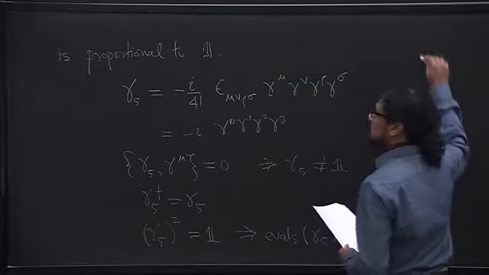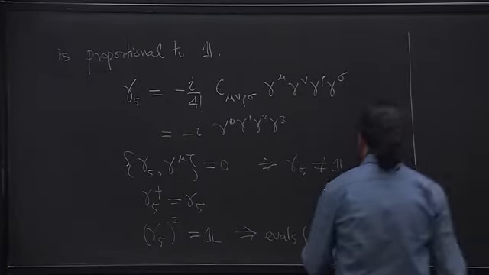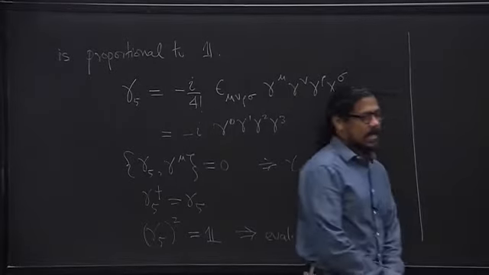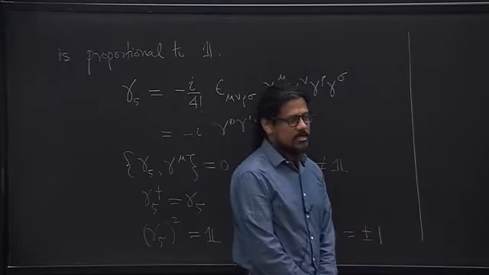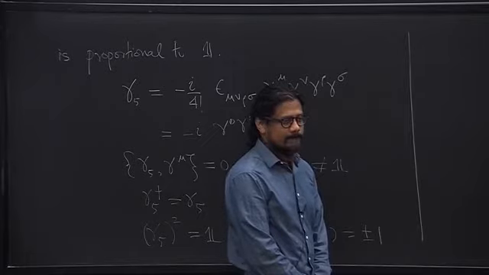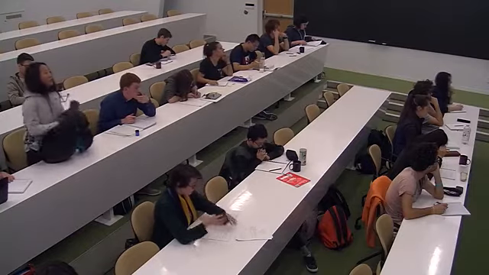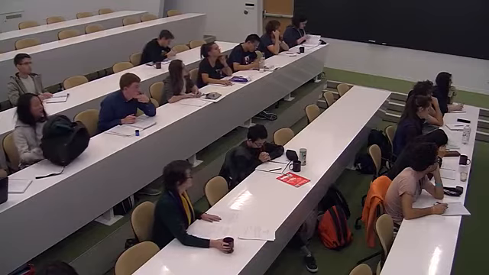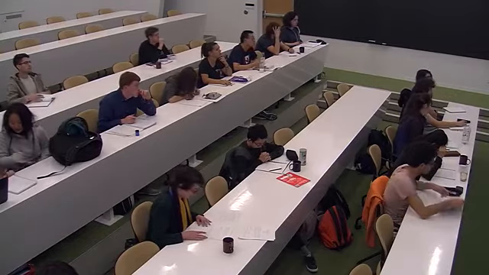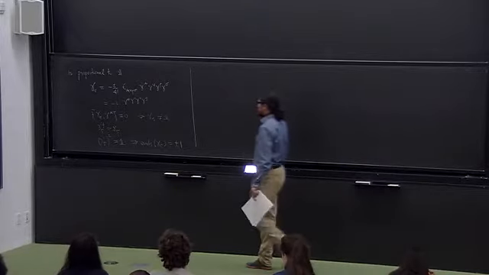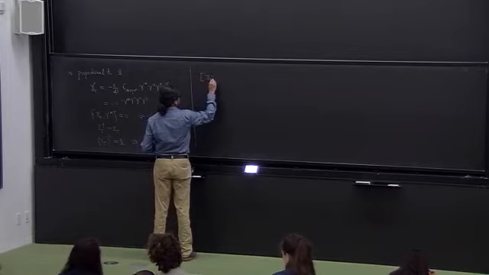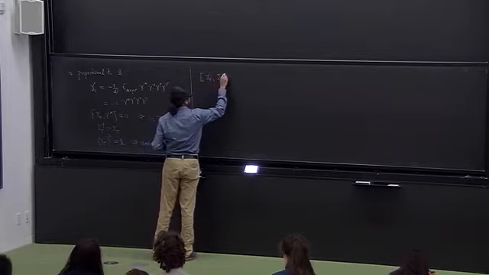Now I want to ask you a question. Is the Dirac representation reducible or irreducible? You can discuss amongst yourselves. Let's just take a minute. How would you think about that? I'll give you a hint. See if you can answer this question.